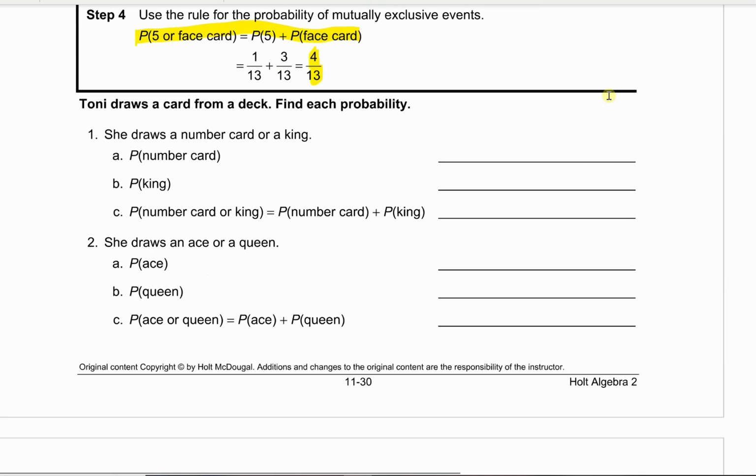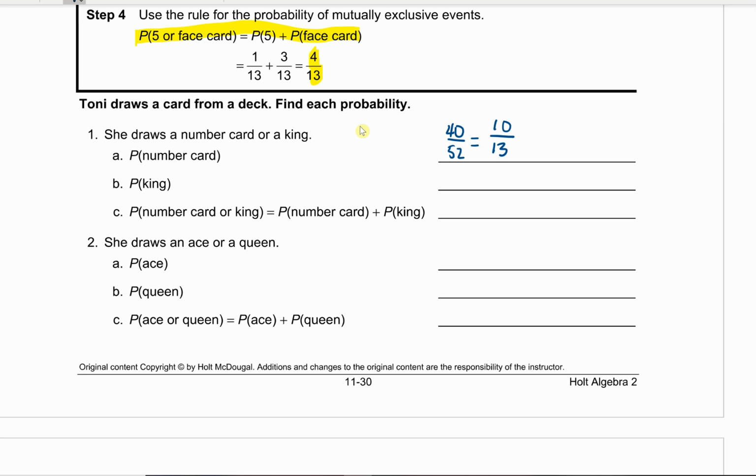So let's take a look at some of these here. All right, so we're drawing cards from a deck. Tony, what is the probability she gets a number card or a king? All right, so the number cards, remember there's 40 out of 52. I think I'm just going to leave it there. I guess I could simplify that. Let's see, what would that be? Yeah, 40 out of 52 is 10/13ths.